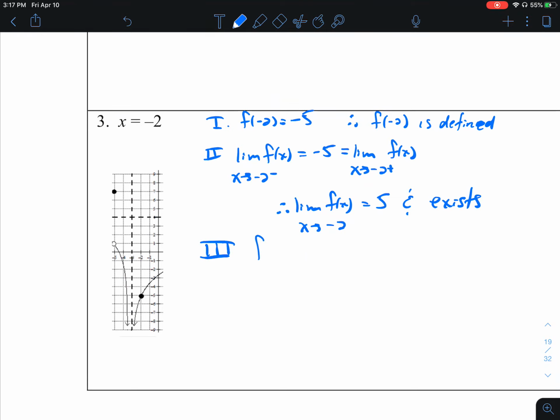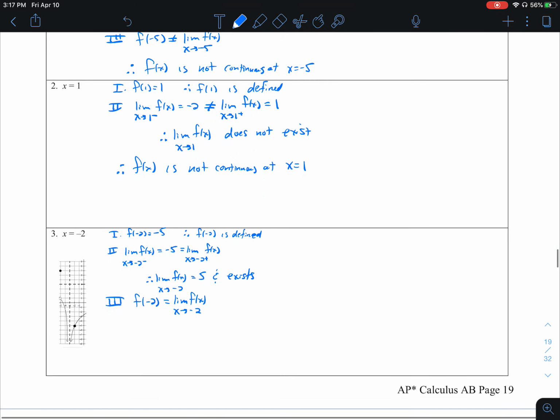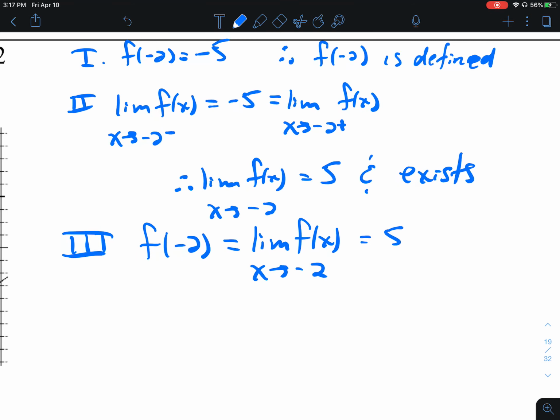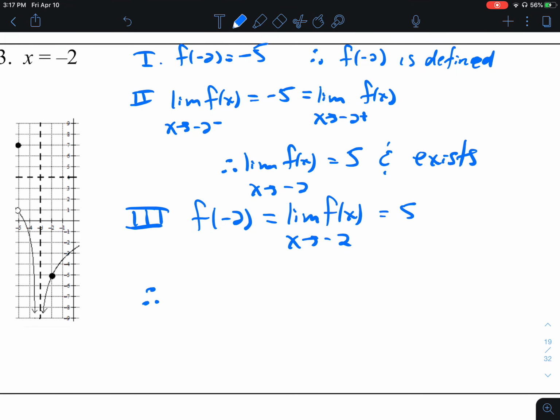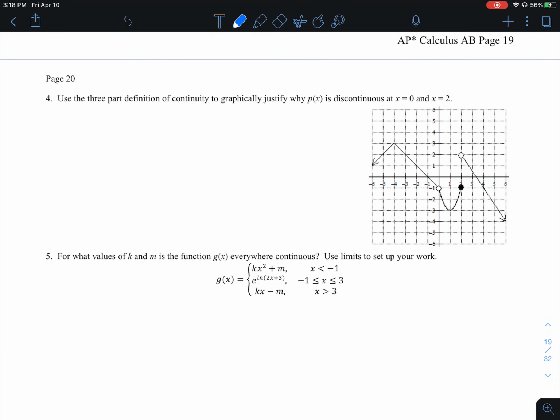Part 3, does f of -2 equal the limit of f of x as x approaches -2? And the answer is yes, they're equal. I could also say what they're equal to. They're equal to -5. Therefore, f of x is continuous at x equals -2. Glorious.